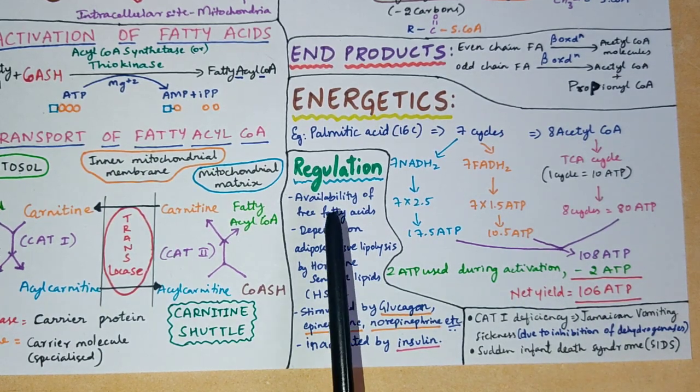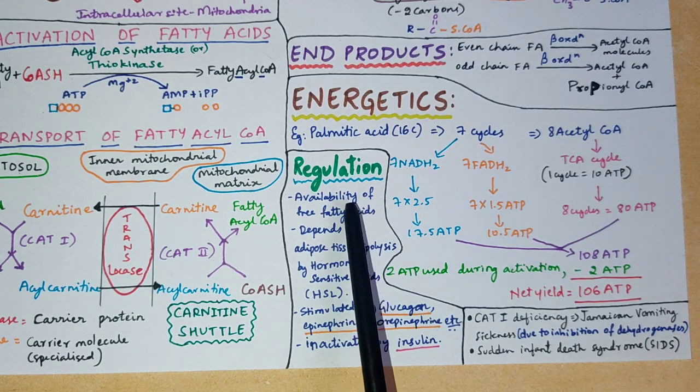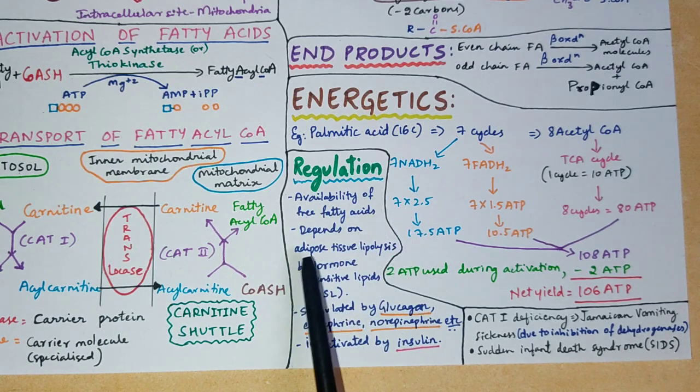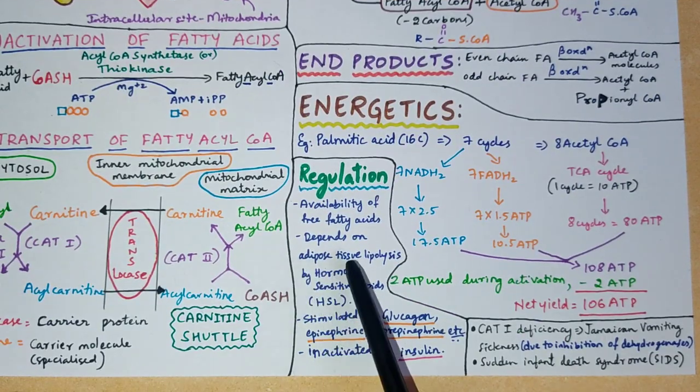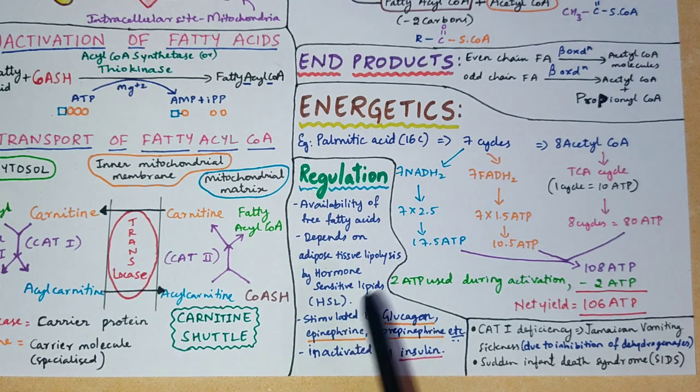Now let's see how this metabolism is regulated in our body. It is mainly due to availability of free fatty acids, and it depends on the adipose tissue lipolysis by hormone sensitive lipase. What happens here is this lipase is stimulated by glucagon, epinephrine, norepinephrine and inactivated by insulin. As we all know, adipose tissue is the site where fat is stored, and the presence of insulin hormone inactivates this, and presence of glucagon stimulates this metabolism.